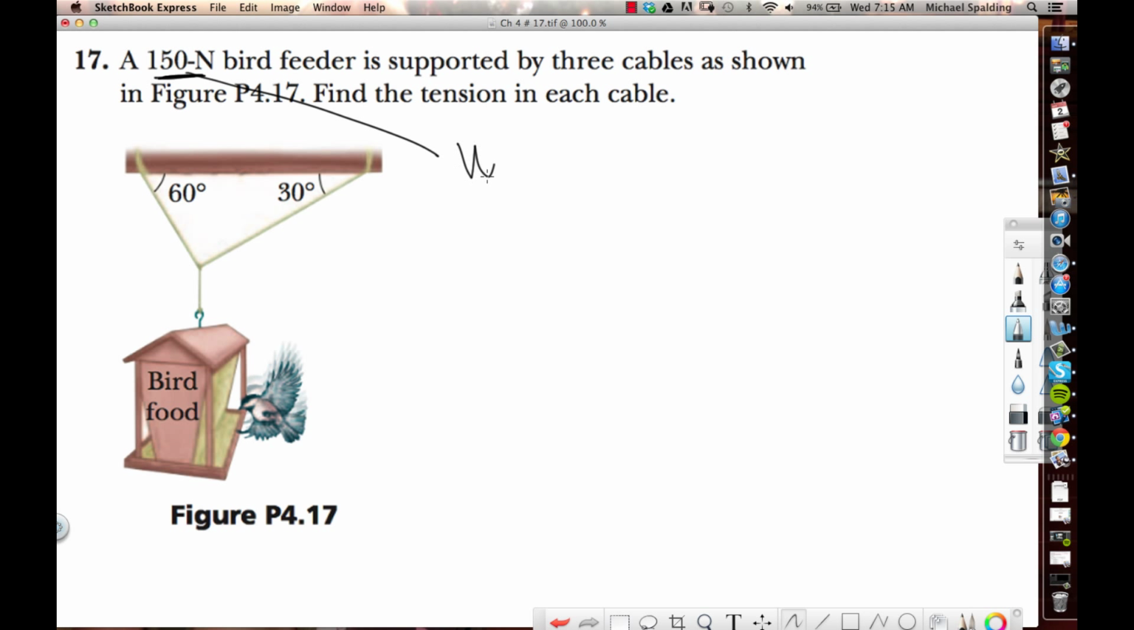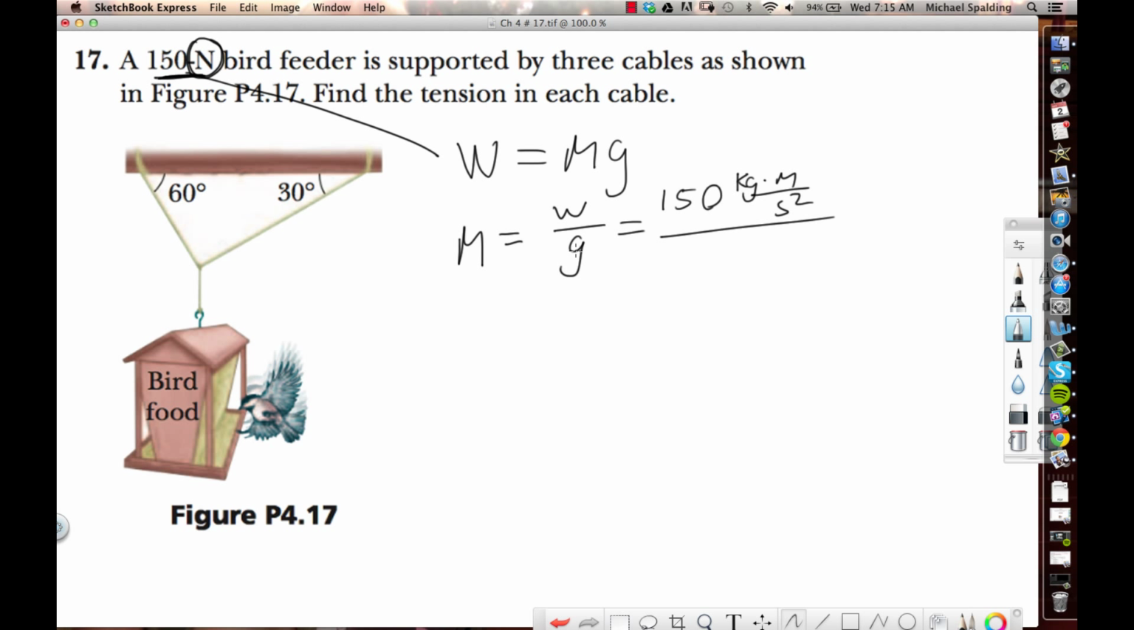Well, what's the equation for the weight of an object? mg. So if you want the mass of the bird feeder, the mass would be weight over gravity. So this is 150. Now remember, what's a Newton? A Newton is actually a larger unit. It's a kilogram meter per second squared. And then what's gravity?